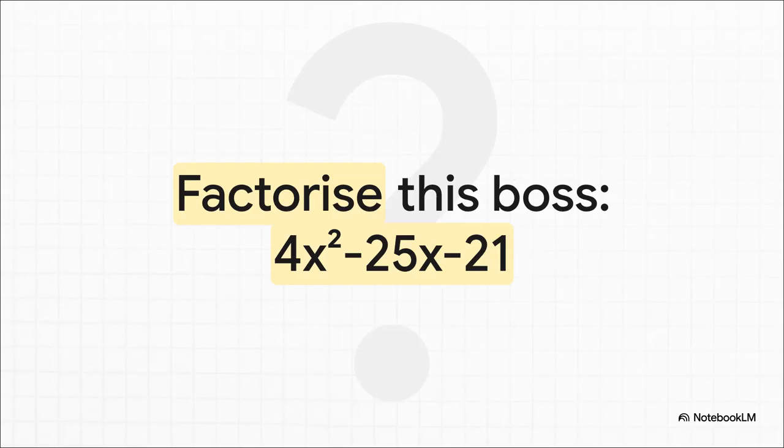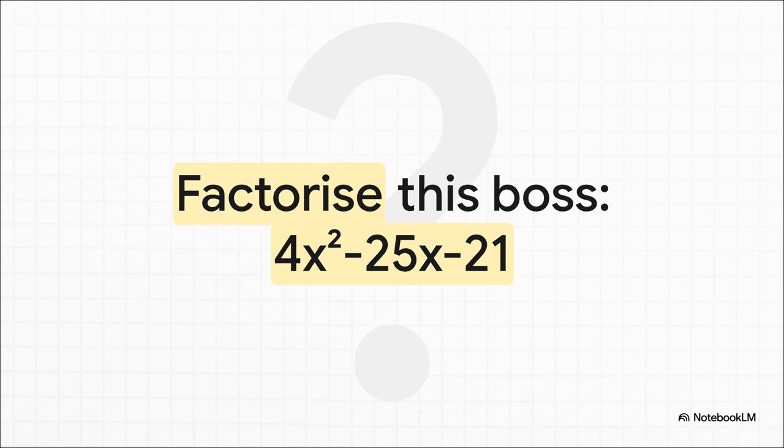Okay, take a deep breath. We have finally reached it, the boss level. These are the equations where the number in front of the x squared is greater than 1. This is usually where students start to panic, but you won't because we have a system. Look at this intimidating boss, 4x squared minus 25x minus 21.